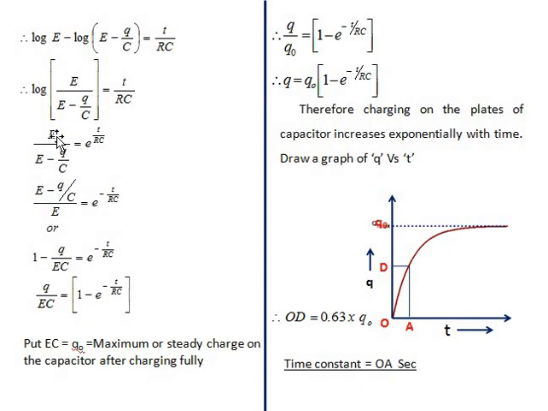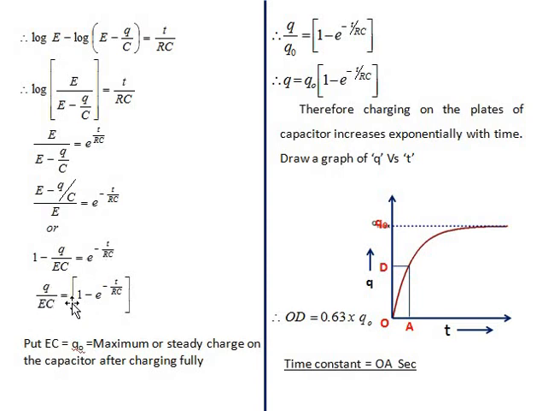So what remains: E by (E minus Q by C) is equal to e to the power of T divided by RC. So just take the reciprocal. So (E minus Q by C) divided by E is equal to e raised to minus T divided by RC, or 1 minus Q divided by EC is equal to e raised to minus T divided by RC. So rearrange the terms.